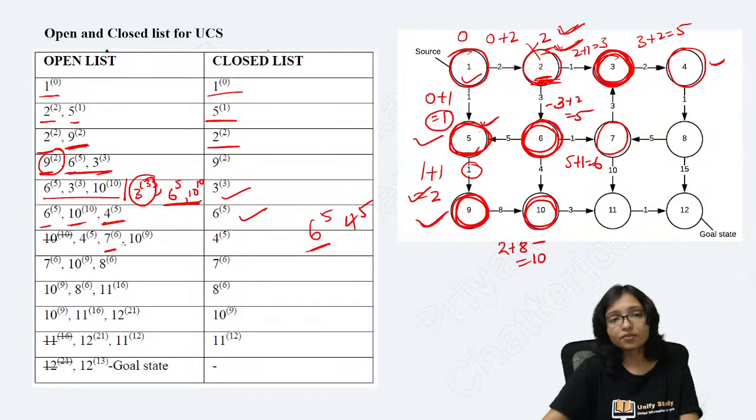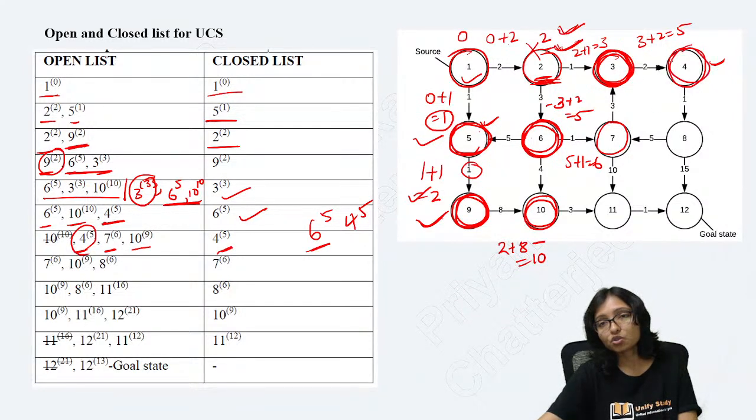So now 7 will be 6. 4 is already there, 10 is already there, present. Now after that, what will happen? I will choose 4 because this is the minimum one. So I am going to choose 4.